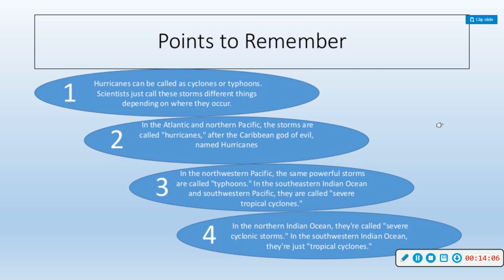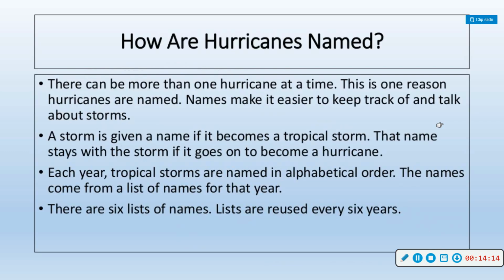So, in the Northwestern Pacific, the same powerful storms are called typhoons, and we're done with this slide.